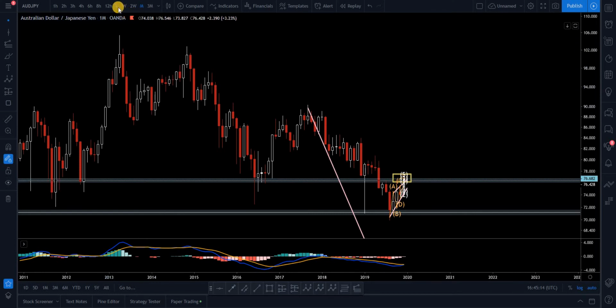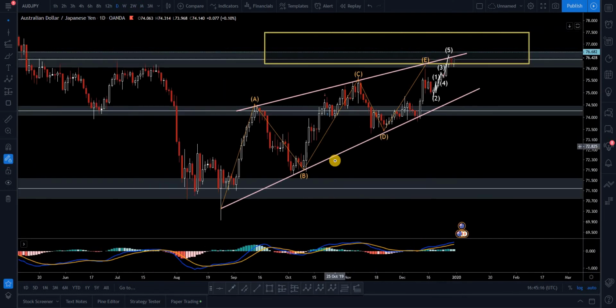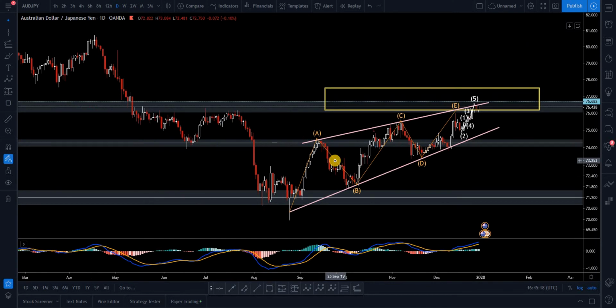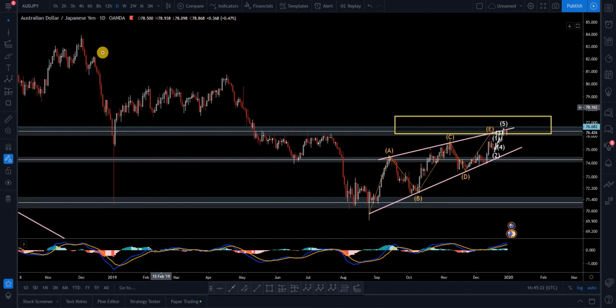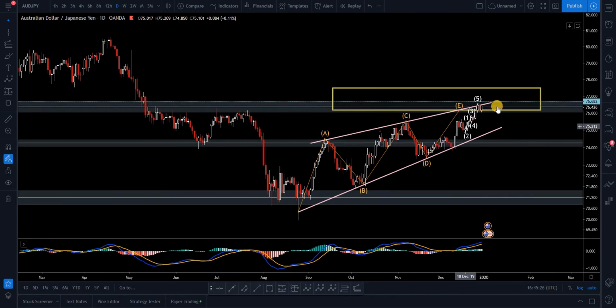Okay, so next, down to the daily chart. Okay, so what we have is, this is the downtrend. We counted 5 waves. This is wave 4, and wave 4 has formed a triangle.